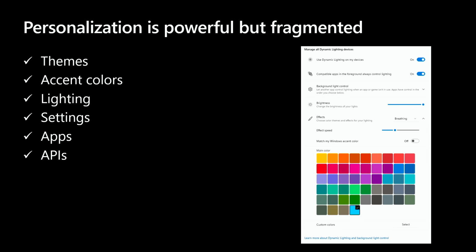Want to coordinate your accent color, wallpaper, and keyboard lighting? That's 3 different settings pages at a minimum. And if you want to go deeper, you're looking at potentially multiple third-party apps and navigating registry keys. As a developer, you know these APIs exist, but stitching them together into something that feels good could be a weekend project that you never get to.